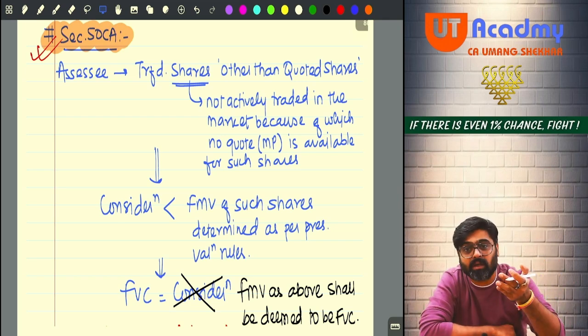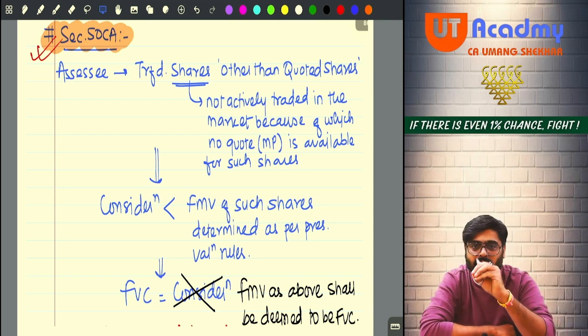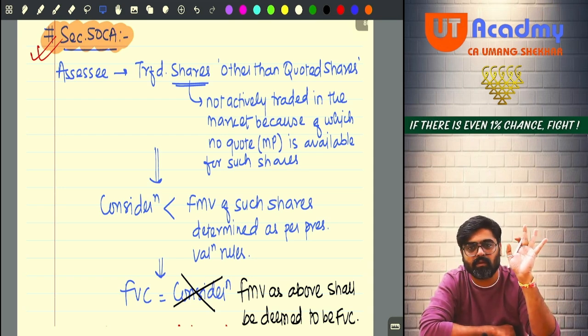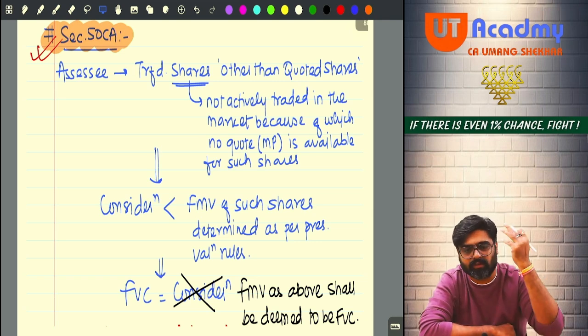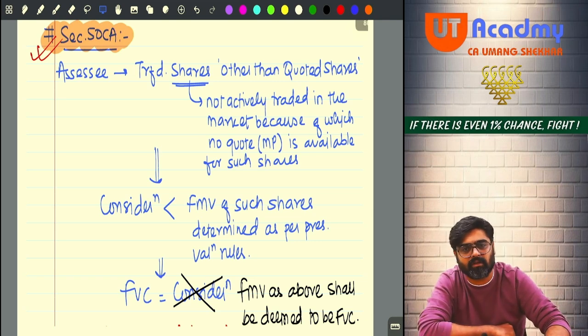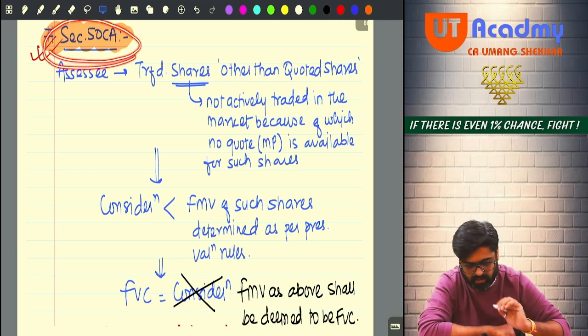There is a method to calculate this fair market value. There is a rule made to calculate it. But don't worry, you are not supposed to learn that rule. The fair market value will be given in the question itself. Just compare both of them. If the sale consideration is higher, pay tax on the sale consideration. If the fair market value is higher, then ignore the sale consideration. Fair market value will be treated as your full value of consideration. Section 50CA over.